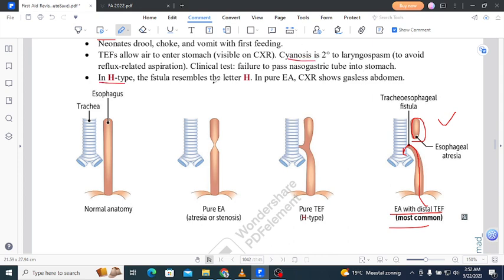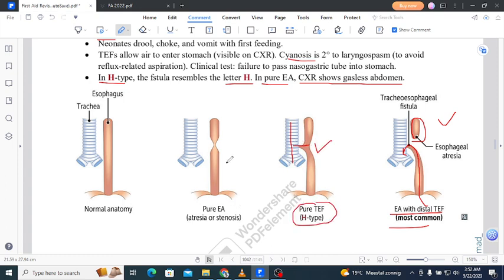H-type fistula resembles the letter H. In pure esophageal atresia, chest X-ray will show a gasless abdomen. So this is the H-type. The esophagus is continuous. The esophagus is not atretic. The esophagus is patent, but it is also connected to the trachea. So this is H-type tracheoesophageal fistula.